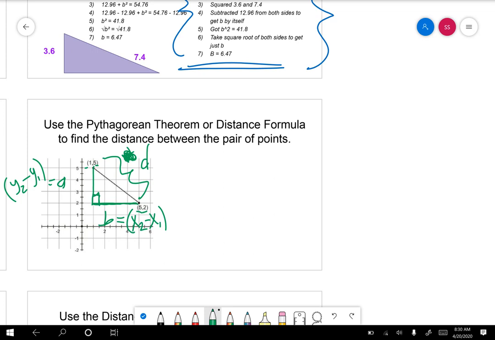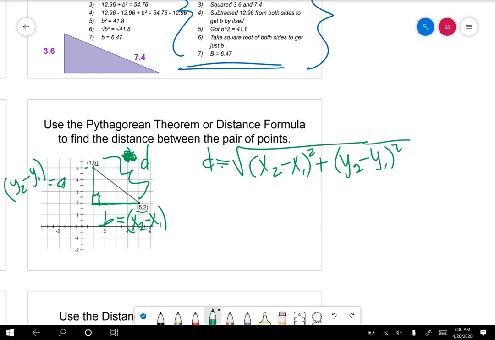Okay, so let's start by writing out the distance formula. D equals square root of x2 minus x1 squared plus y2 minus y1 squared.